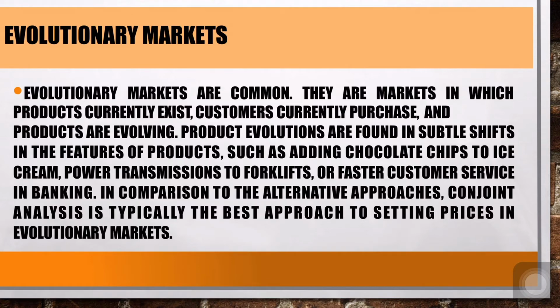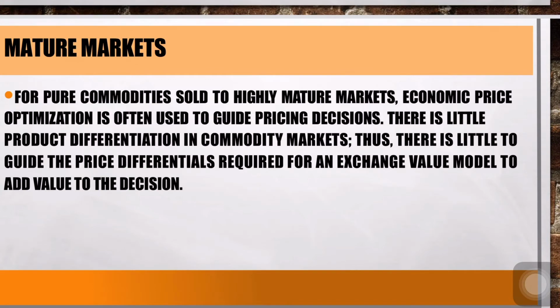Mature markets. For pure commodities sold to highly mature markets, economic price optimization is often used to guide pricing decisions. There is little product differentiation in commodity markets. Thus, there is little to guide the price differentials required for an exchange value model to add value to the decision.